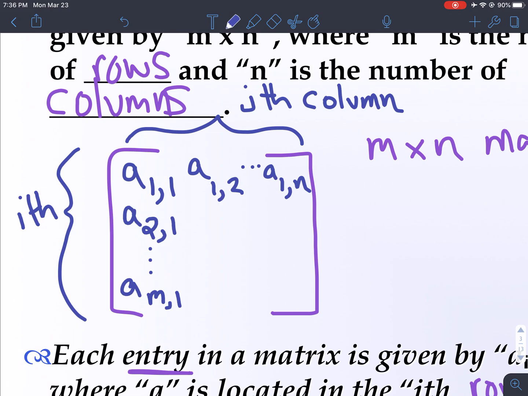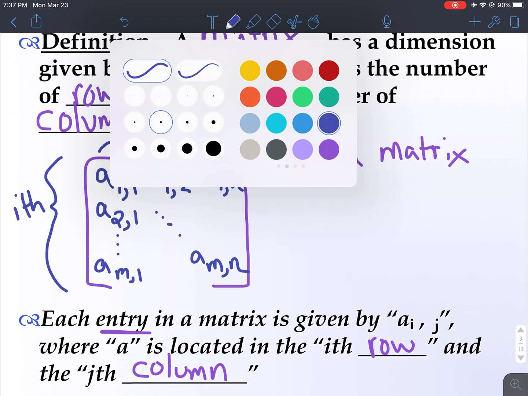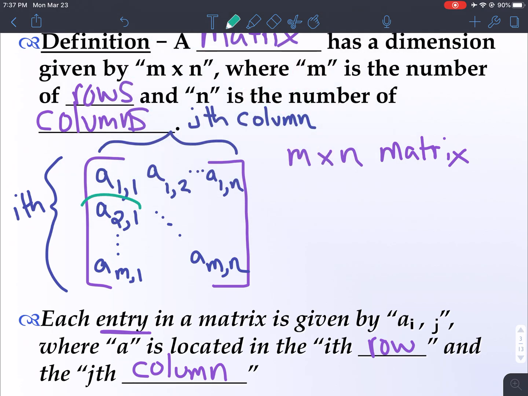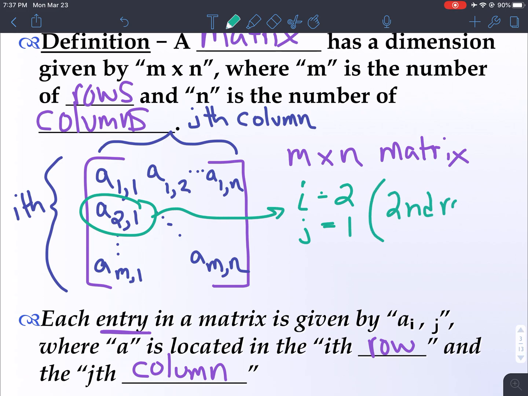We can also go diagonally to the end, and the very last entry on the bottom right-hand side is going to be a, m, n. So just notice that, for example, that entry right there, i is going to be equal to 2, j is going to be equal to 1. Second row, first column.